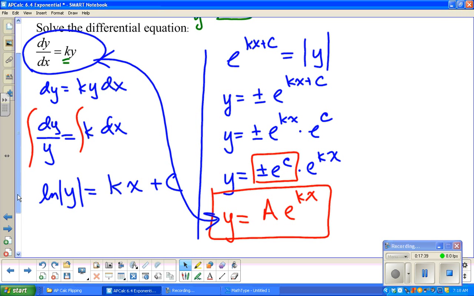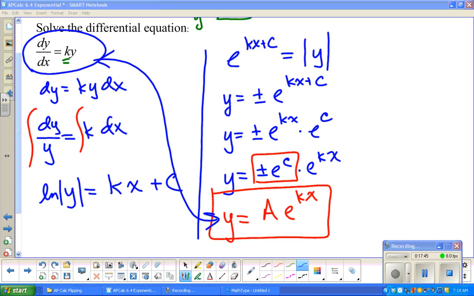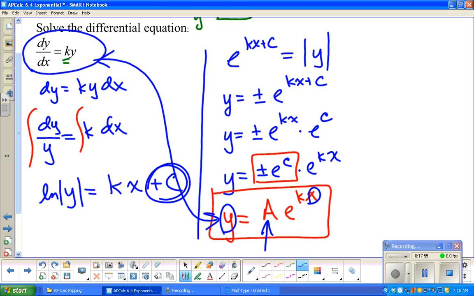Okay, so again, if there was an initial condition, you could put it in your x and your y here and solve for a, and that would be your constant. You could solve for the c way back here, and if you had a number for k, based on that number, you would eventually calculate a. It's up to you how you want to handle that.